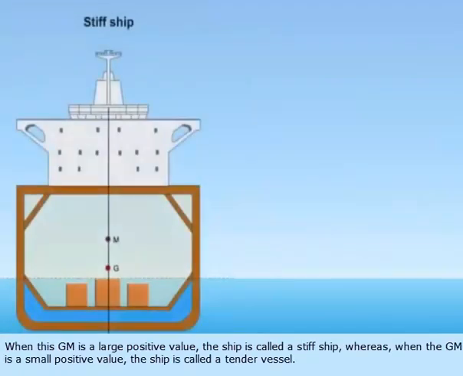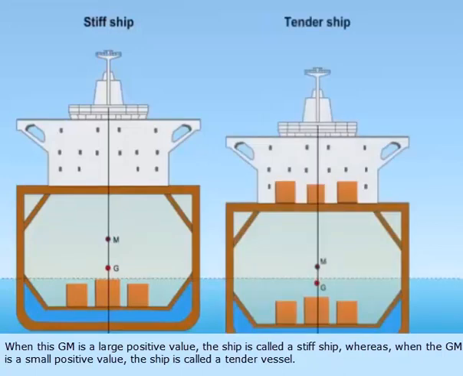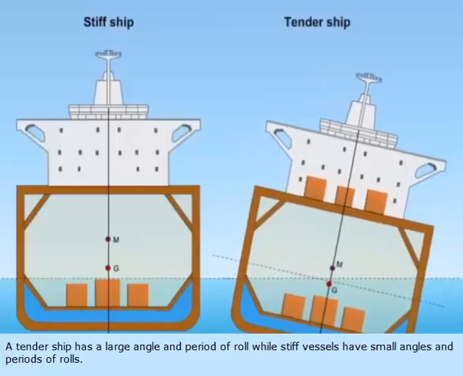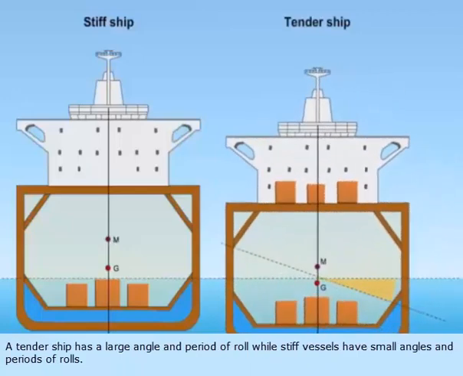When this GM is a large positive value, the ship is called a stiff ship, whereas when the GM is a small positive value, the ship is called a tender vessel. A tender ship has a large angle and period of roll, while stiff vessels have a small angle and period of roll.